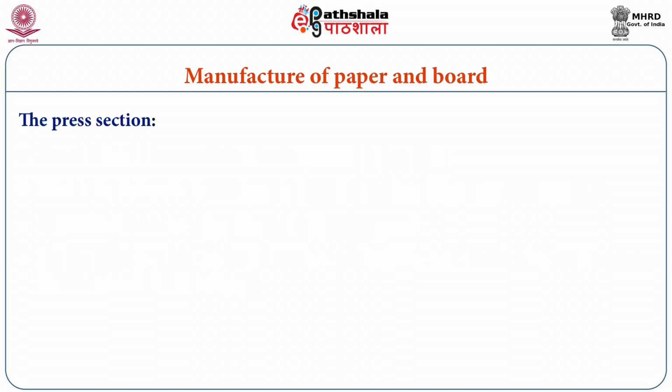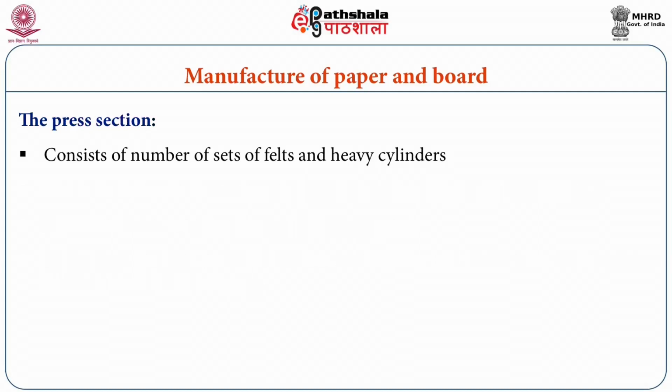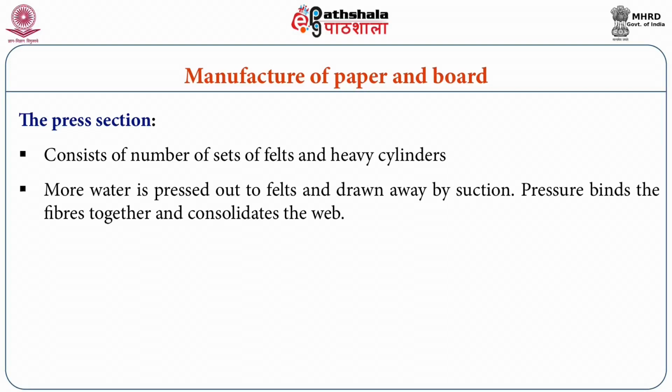Now, the press section. This section consists of a number of sets of felts and heavy cylinders through which the moist paper web passes. More water is pressed out into the felts and drawn away by suction. Pressure binds the fibers together and consolidates the web.